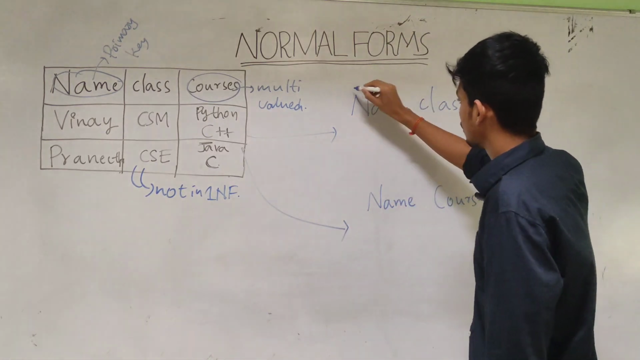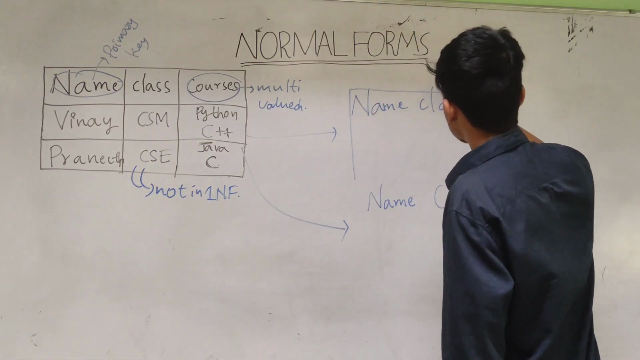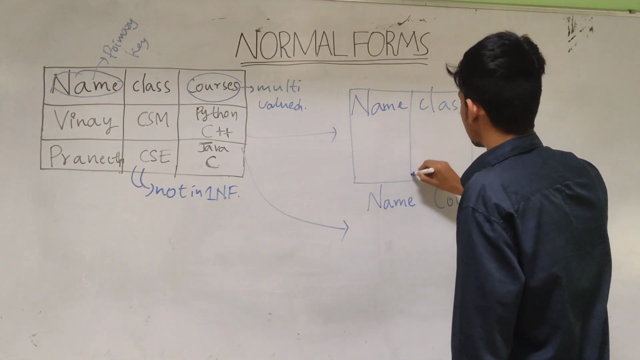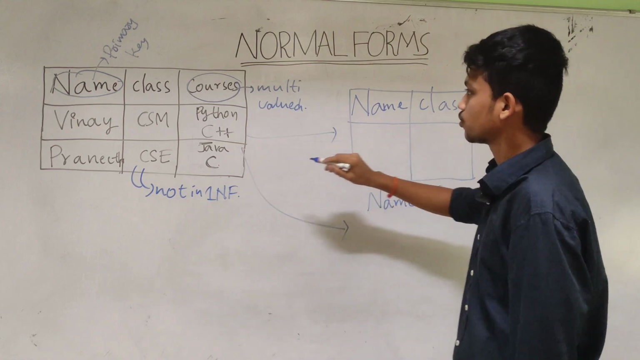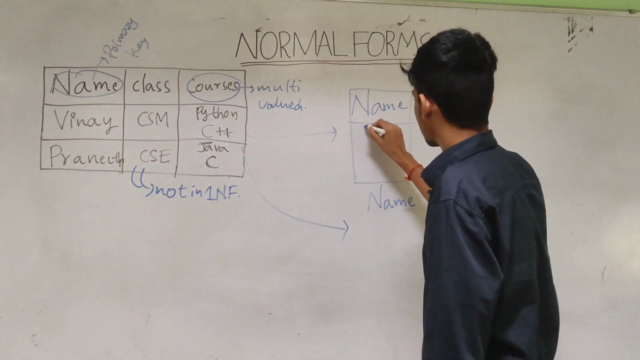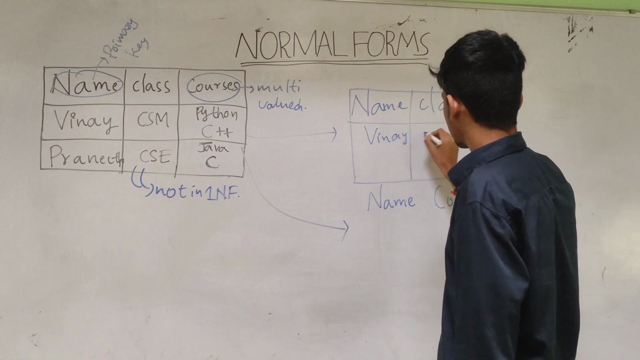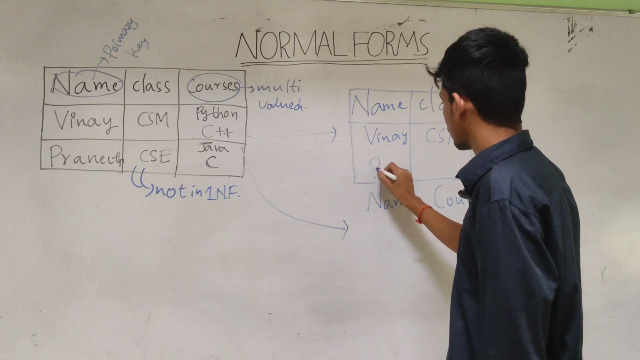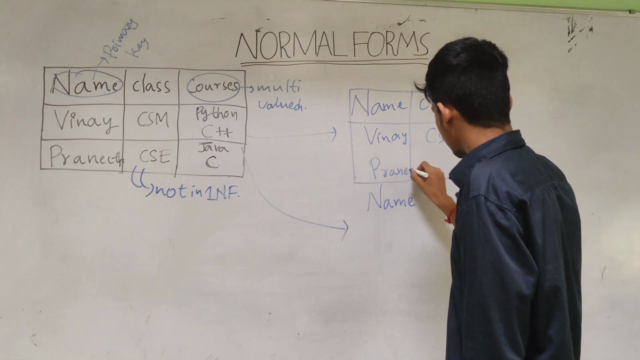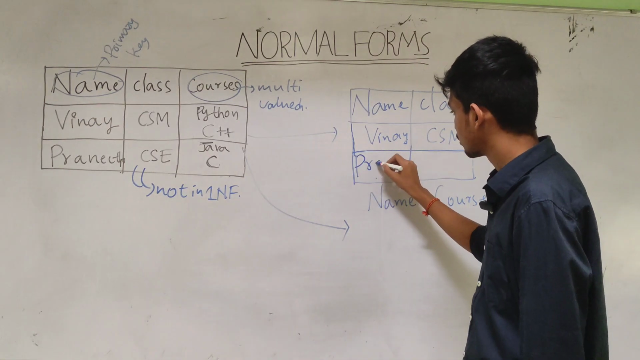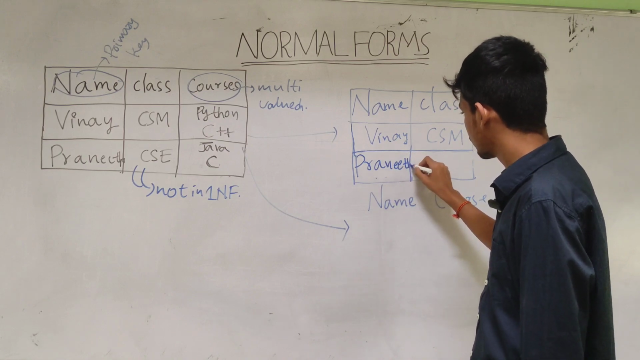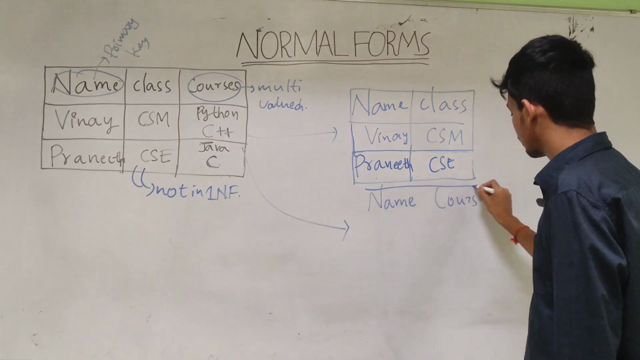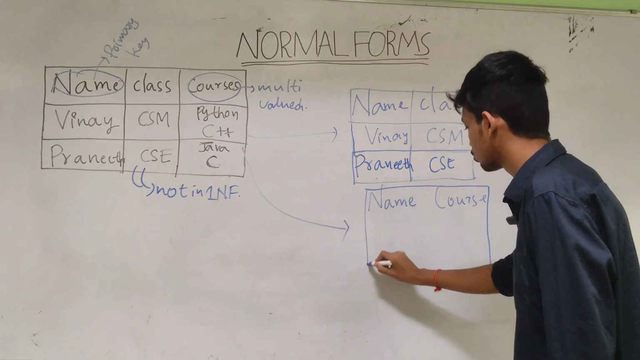You can observe here. In my first relation, I am writing the name and class only. So Vinay is CSM, so Vinay and CSM are here. Pranit, CSC. I have made another table here, with name and course.